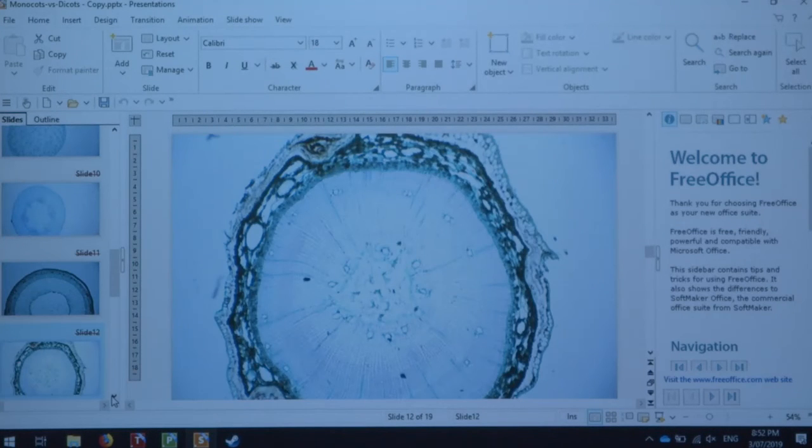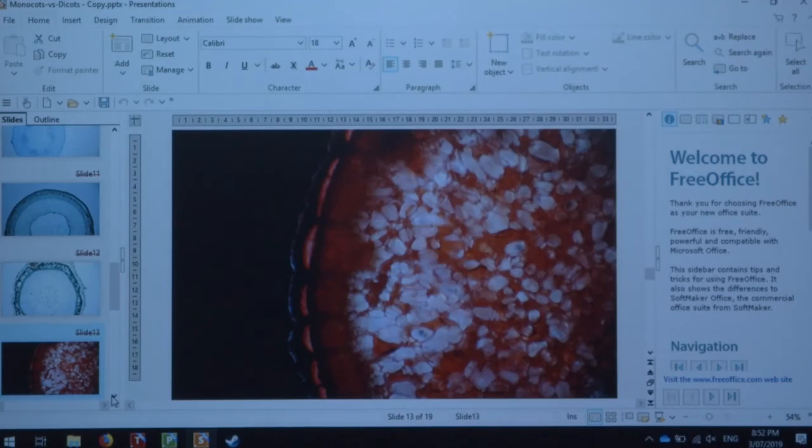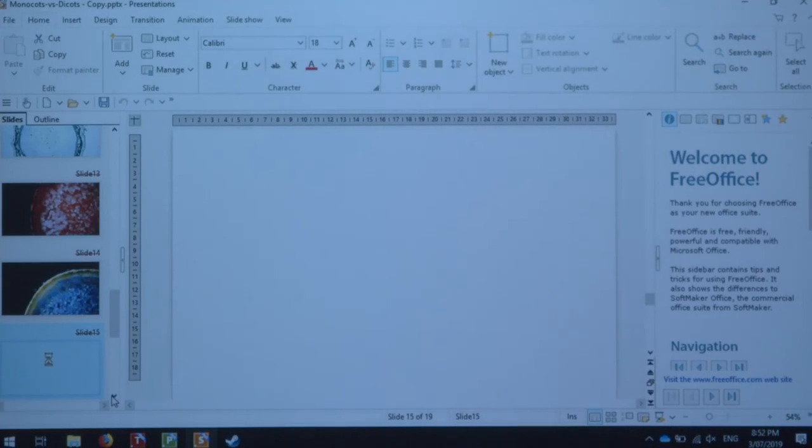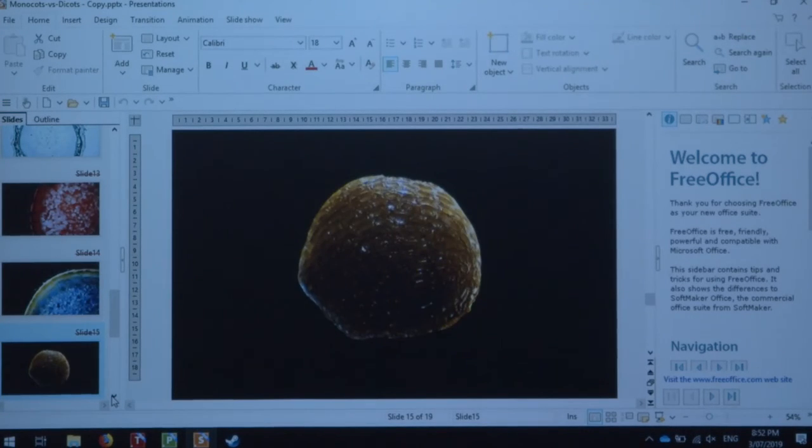Again, another really good example. These are the ones that obviously have been dyed, and these make much better examples of showing you the internal structure. Again, Danny did an amazing job getting some of these slides. And then we're coming up to some seeds.